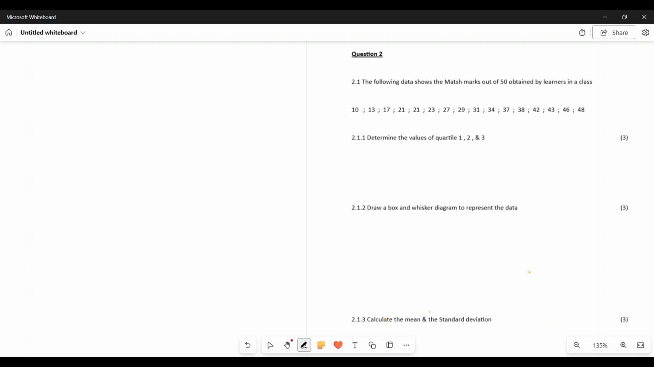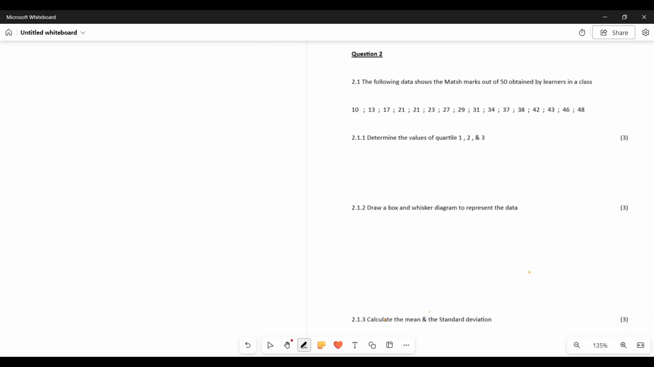In this video, we're going to be doing a statistics question from a previous question paper. So here we're given the following data, which are the math marks out of 50 obtained by learners in a class. Now, the first question wants us to determine the quartiles. Q1, which is our lower quartile, Q2, our interquartile range, Q3, which is our upper quartile.